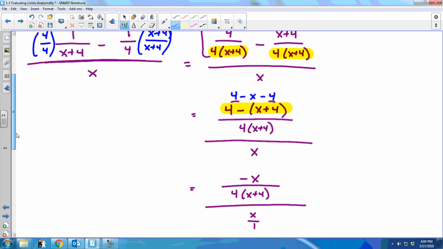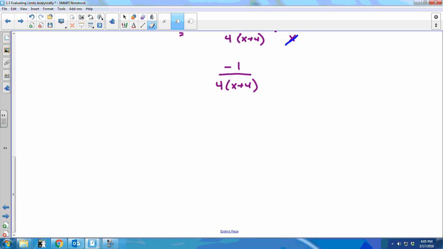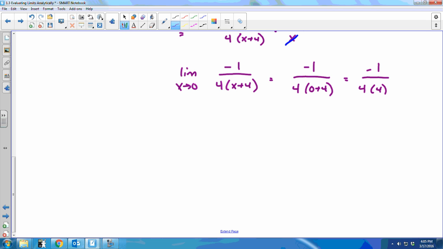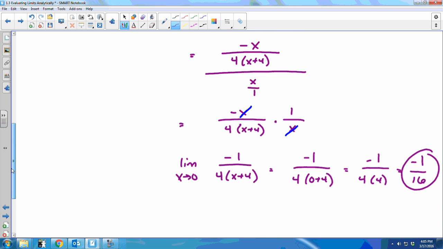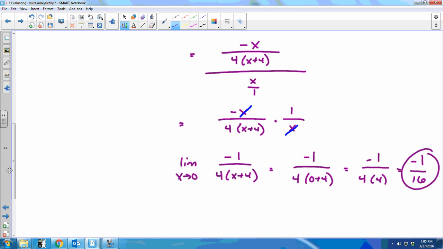So now I'm trying to find the limit as x approaches 0. If I put 0 in, I shouldn't have any problems. So if I look for the limit as x approaches 0, I have 4 times 0 plus 4. That's 4 times 4. So I have negative 1 over 16. That's my limit. Was it a pain to get there? Yes, but I did it. So you used common denominators and algebraic properties in order to find the limit. Okay? All right.